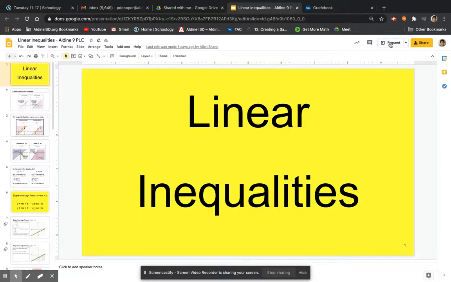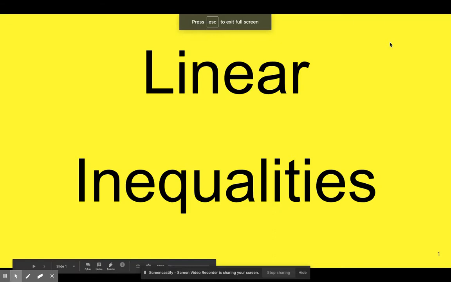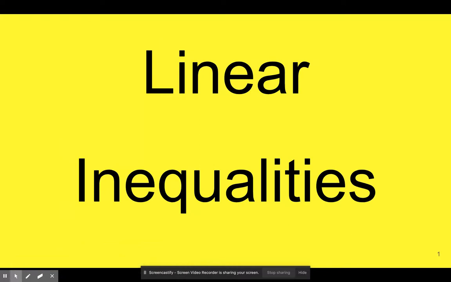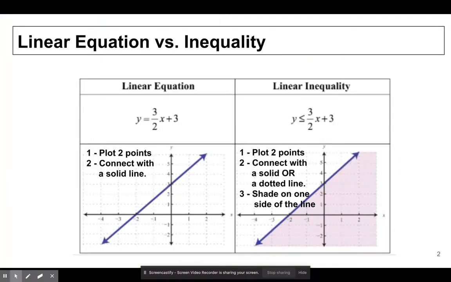Hello guys, today we are going to start a new topic. We're going to talk about graphing linear inequalities. You may recall in the past we graphed linear equations, and graphing inequalities is going to be almost the same with just a few minor changes.